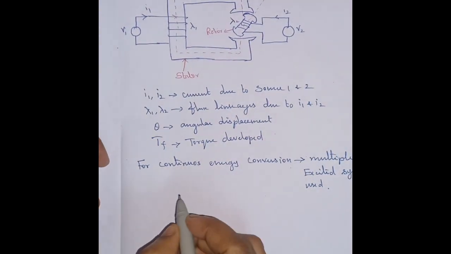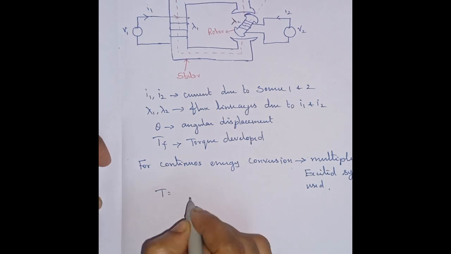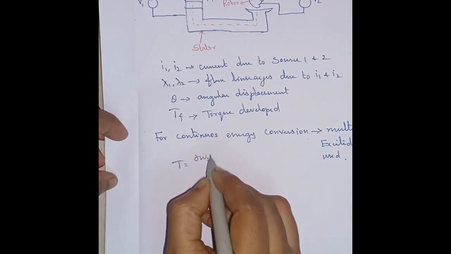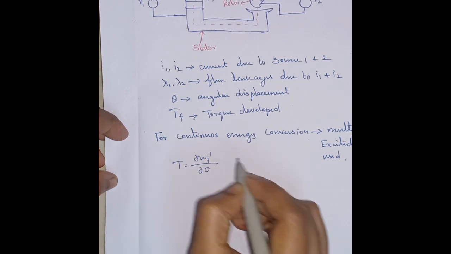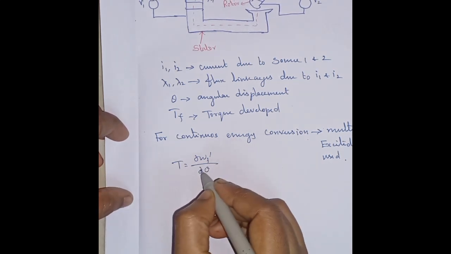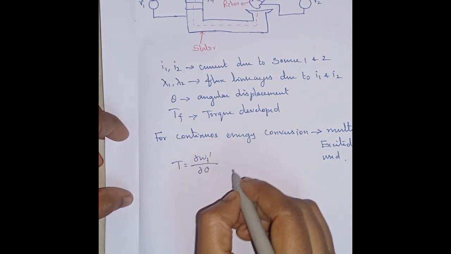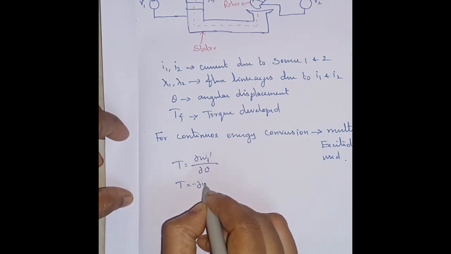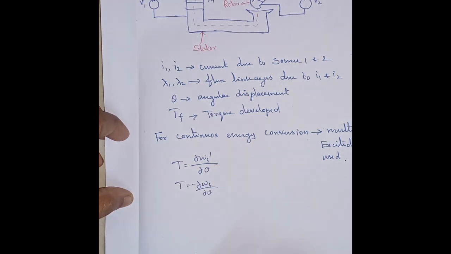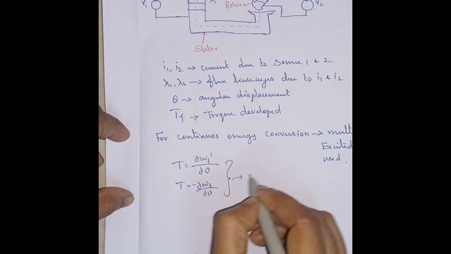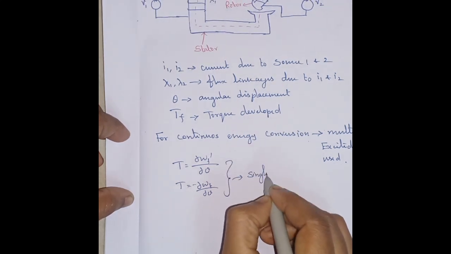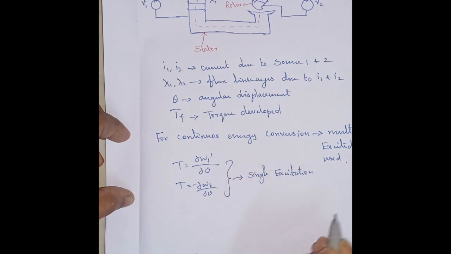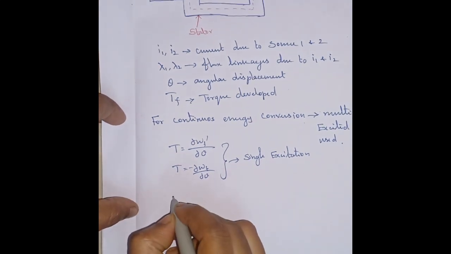Okay, so for single excitation, T is equal to, we know the equation, dou W F dash by dou theta, correct? That is the increase in co-energy. In the same way, T is equal to minus dou W F by dou theta, correct? This is for a single excitation system. The same thing now for rotary movement for double excitation.